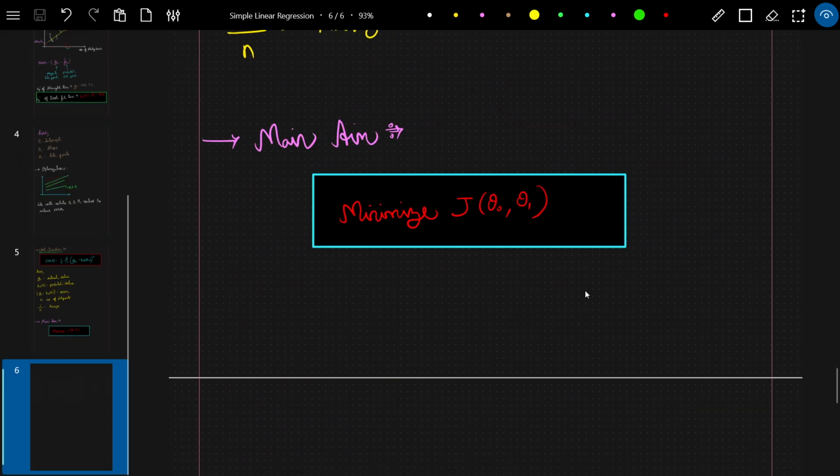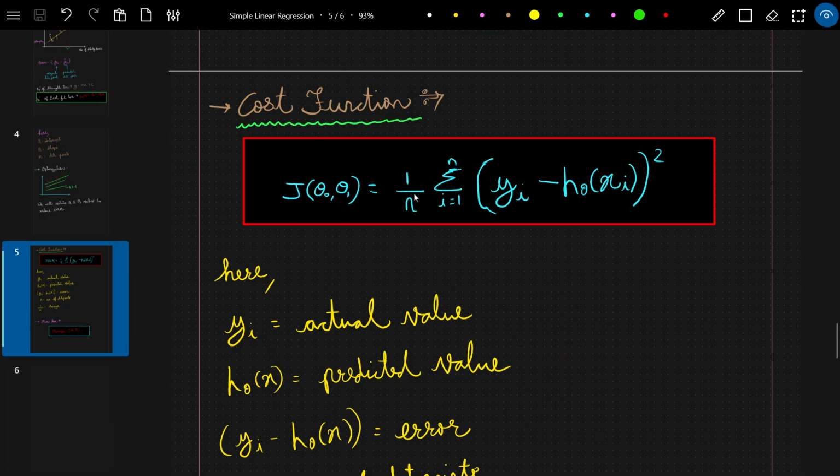So similarly here our main aim is that we have to minimize the intercept and the slope. We have to minimize the theta naught and theta 1 values, and in a broader way, we have to minimize the cost function, guys. So the lower the value of the cost function, that line will be our best fit line, guys.